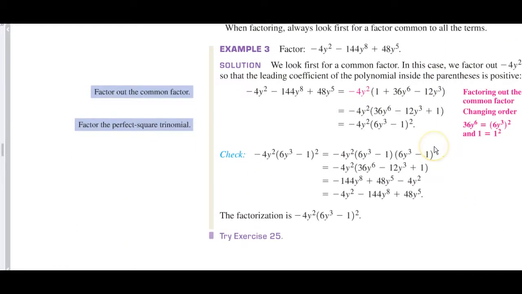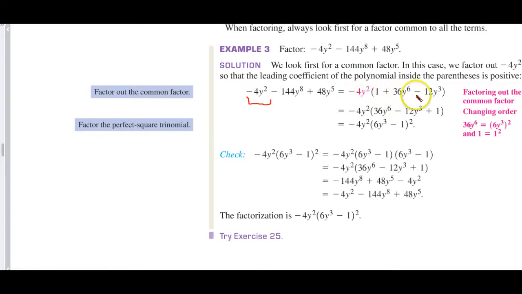Now, for number 3, as we look at it, let's look at it a little bit more here. And it looks sort of strange, doesn't it? Well, first off, there is a common factor in everything. So let's factor, we put it in this order. Let's factor out a negative 4y squared, which we have done right there.